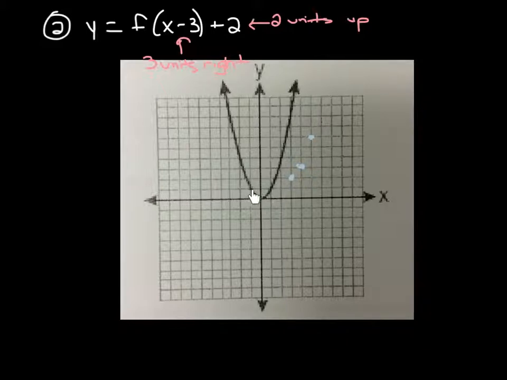Now I'm going to shift this point as well. Negative 1, 1, so I'll go over 3 and up 2. And if I shift the point negative 2, 4, I'm going to again go over 3 and up 2. All right, so these are the only points I really can shift that I could fit on this set of axes. So that right there is the graph of y equals, make sure you label, f of x minus 3 plus 2.